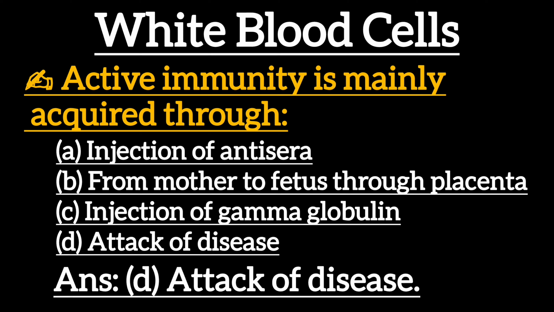Next one is active immunity is mainly acquired through option A injection of antisera, option B from mother to fetus through placenta, option C injection of gamma globulin, option D attack of disease. Correct answer is option D attack of disease.